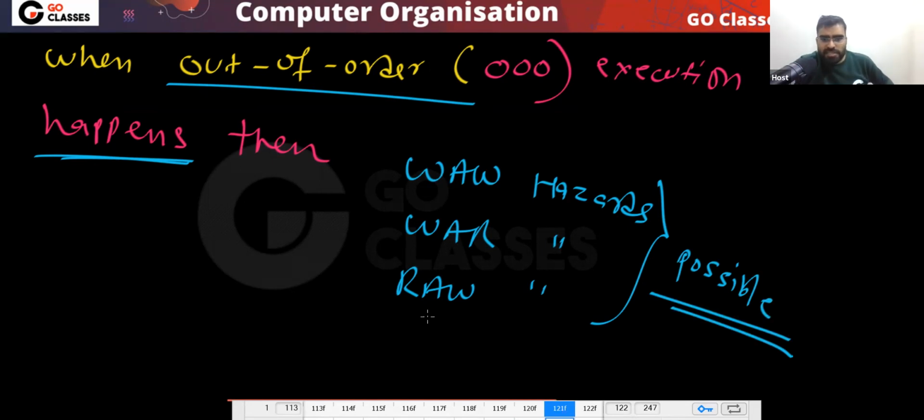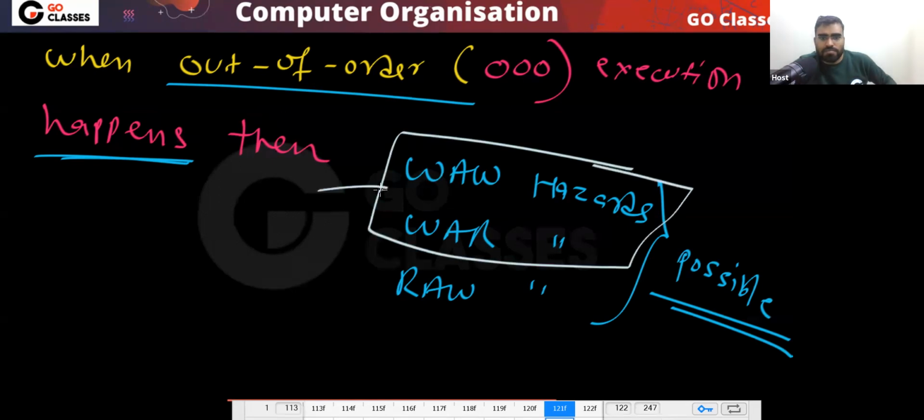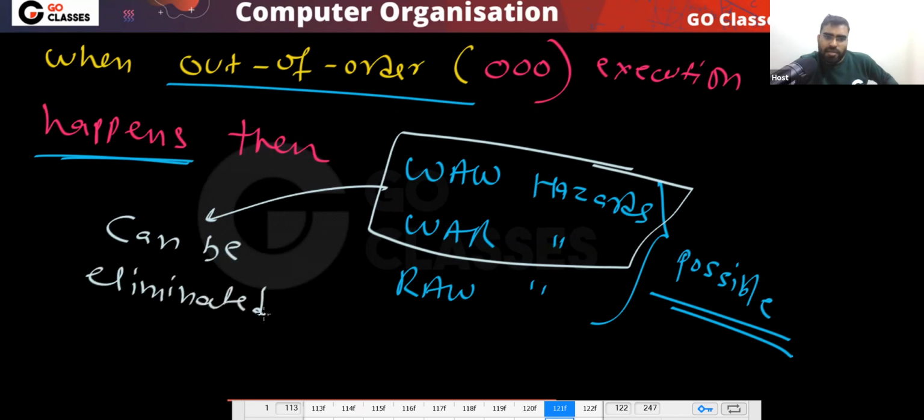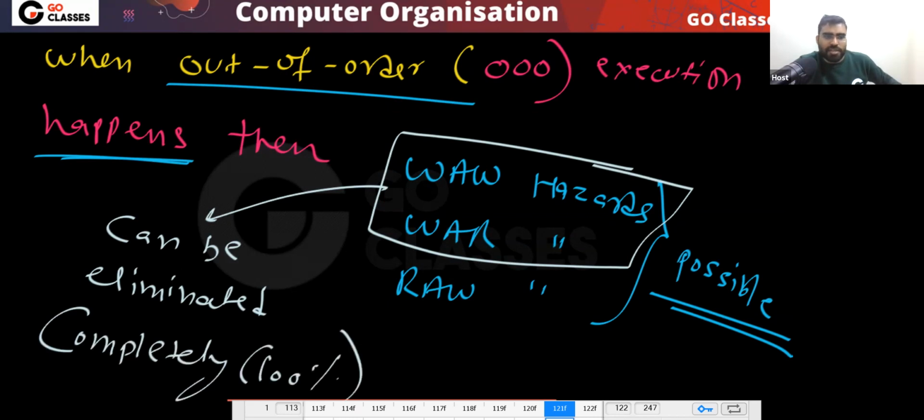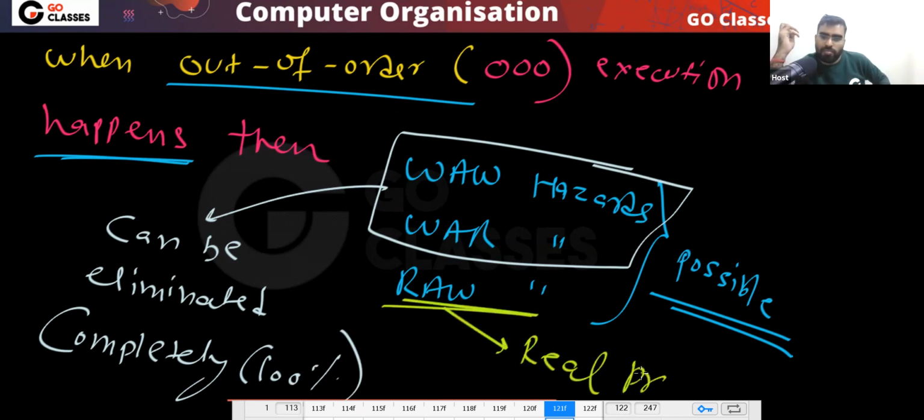But now something interesting: these can be eliminated completely. Completely means 100%. These can be eliminated completely. This, RAW, is always the real problem. Remember, this is always the real problem.